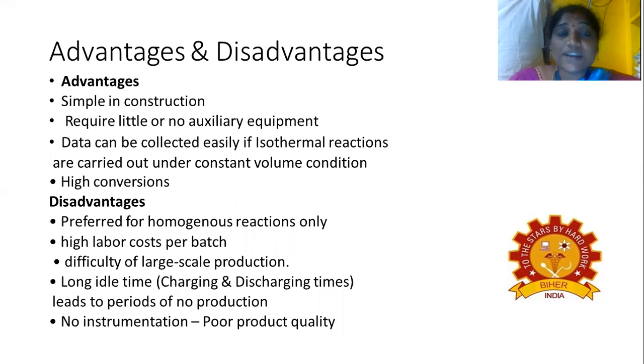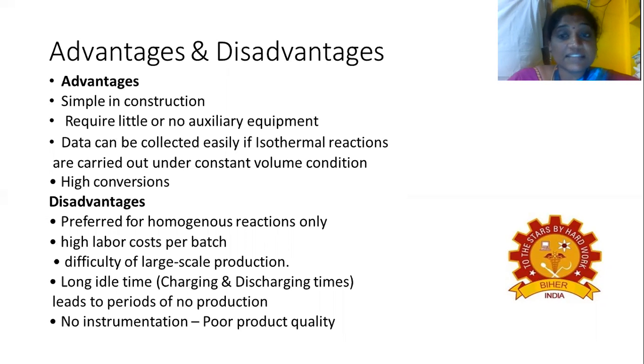Some of the advantages and disadvantages of these batch reactors are as follows. Advantages: it is simple in construction and requires little or no auxiliary equipment, and data can be collected easily if isothermal reactions are carried out under constant volume conditions, and it gives high conversions.